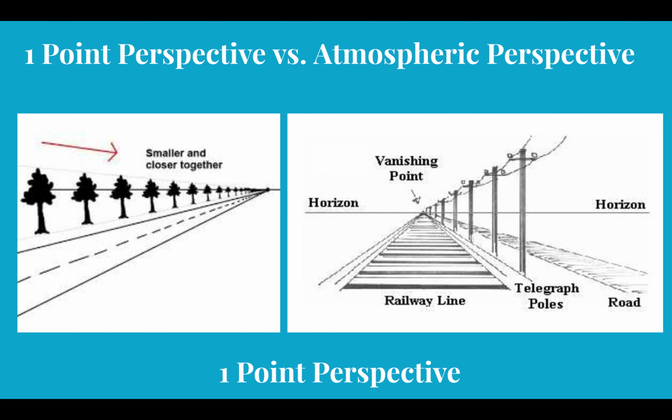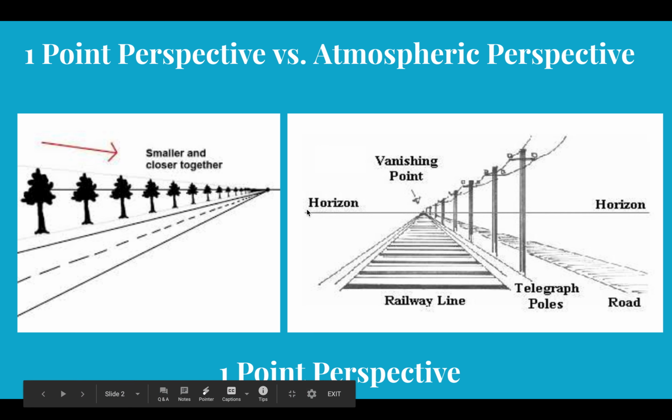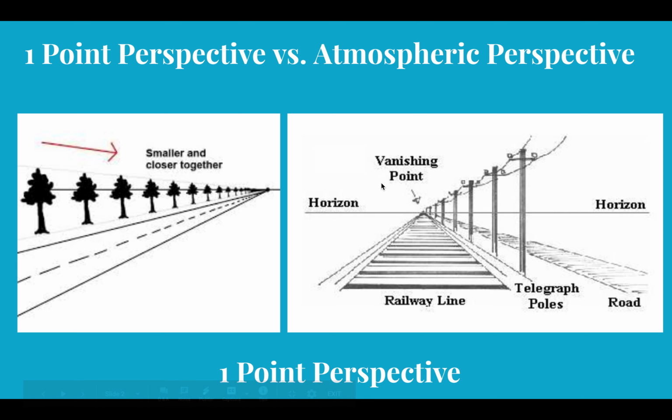So before I talk about atmospheric perspective, I want to compare this to one-point perspective. You maybe have done some artwork before using one-point perspective. In one-point perspective, what you have is a horizon line. So that would be this line right here, and that separates the sky, which is above, and the ground, which is below, right? We often have a horizon line using one-point perspective. We also have it when we use atmospheric perspective.